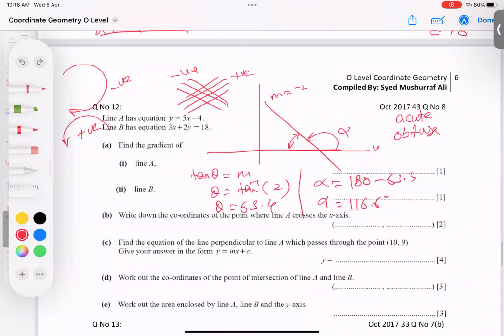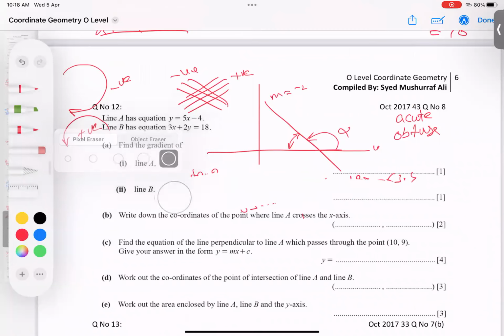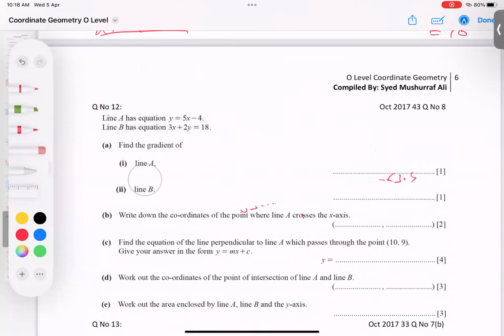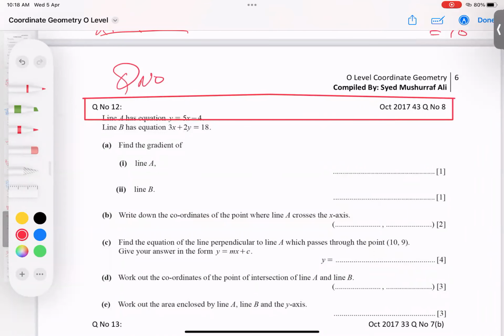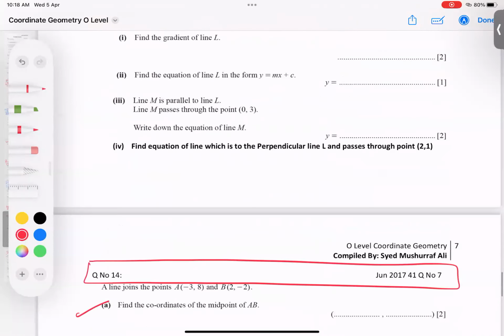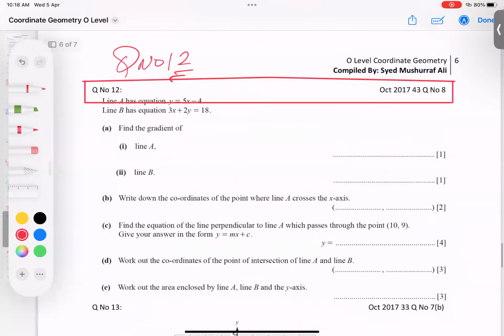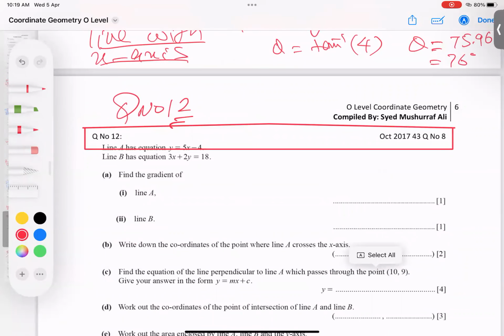This question, October 17, 43, is available, but it is very complicated. Take it as a challenge. You have to watch and practice this question because it is not an easy job. The two questions I'm giving as homework are number 12 and number 14 in the worksheet. I will share them, and both questions are available on my YouTube channel. You can search by the year number.